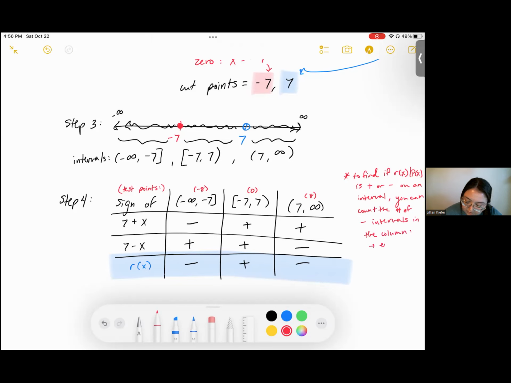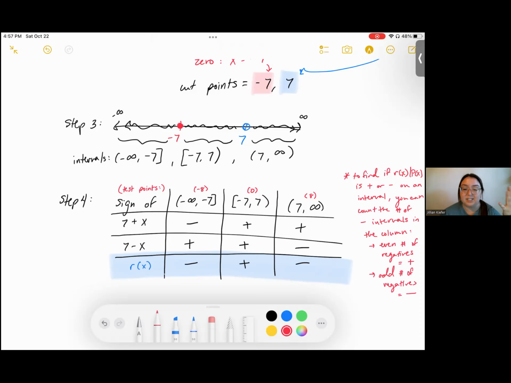So for example, an even number of negatives equals positive. An odd number of negatives equals negative. So you can use this kind of thought process as well. You just count the number of negatives. You don't count the number of positives because they really don't matter.